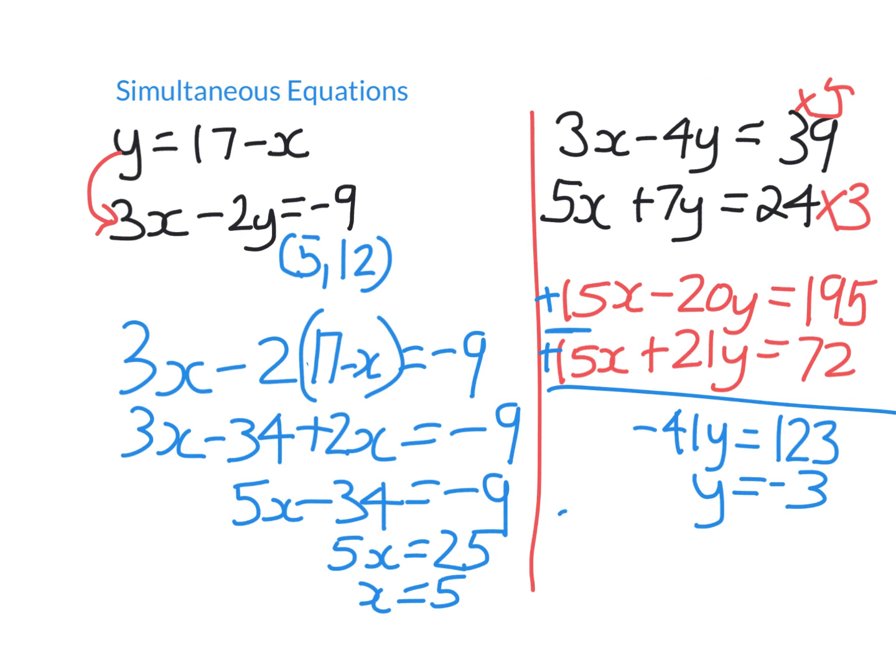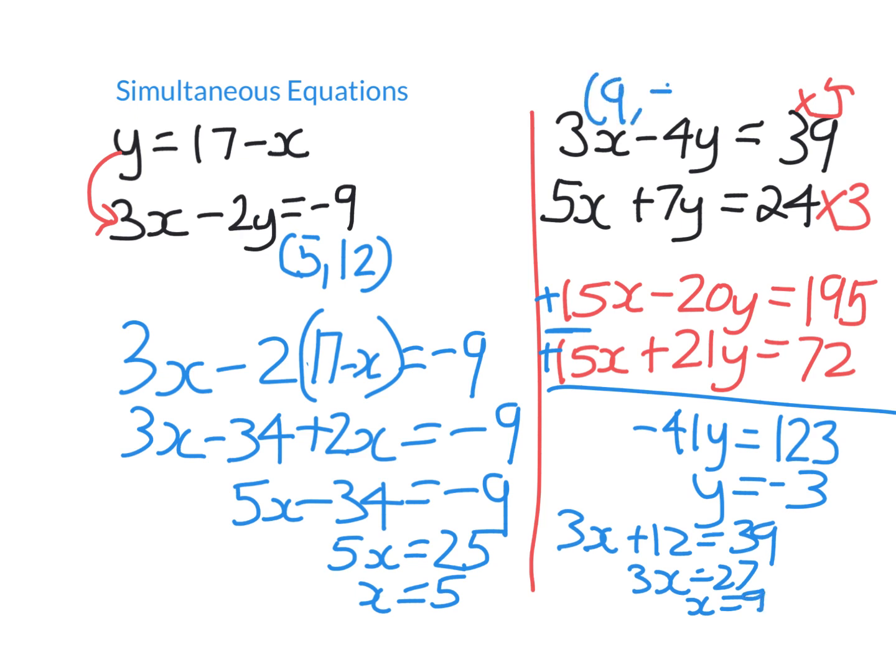I'll choose this top equation here, but it doesn't really matter. So I get 3x minus 4 times negative 3 is positive 12. 3x plus 12 is 39. Subtract 12, divide by 3, and you get x equals 9. The solution here, x first, y second: x equals 9, y equals negative 3 solves both equations at the same time, and I'm done.